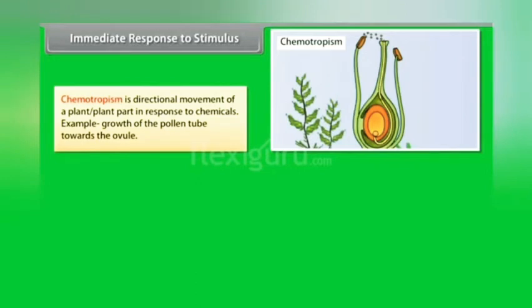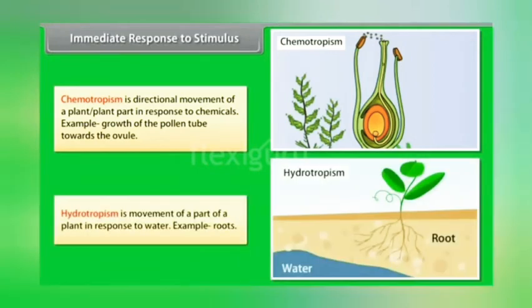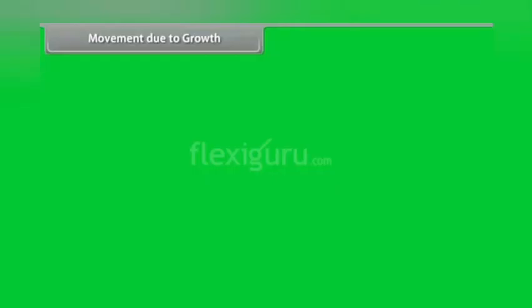Chemotropism is directional movement of a plant or plant part in response to chemicals. Example, growth of the pollen tube towards the ovule. Chemo refers to chemicals. Hydrotropism is the movement of a part of a plant in response to water. Example, roots. Here hydro means water.